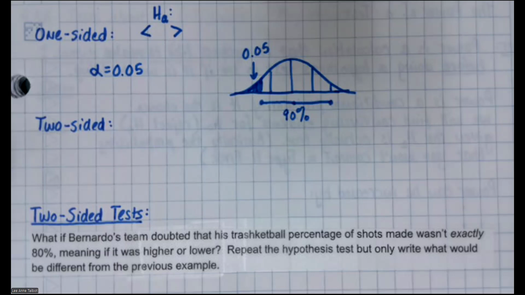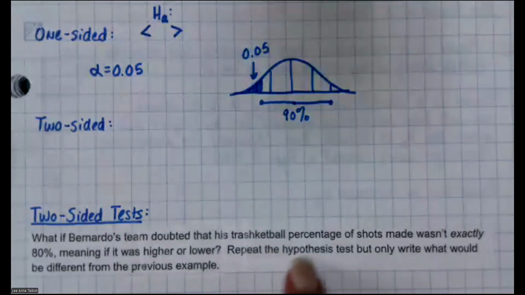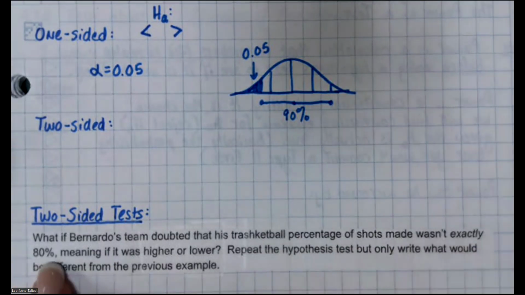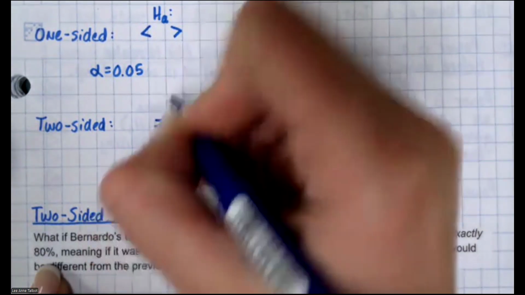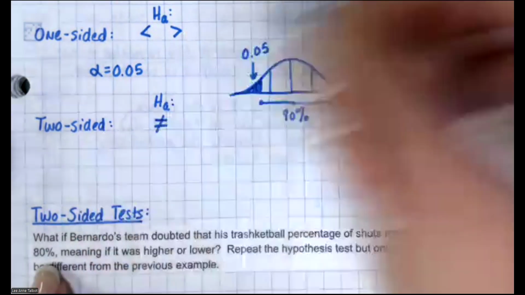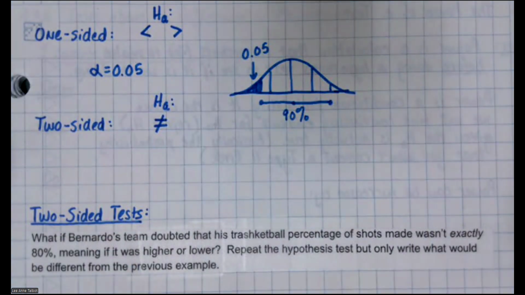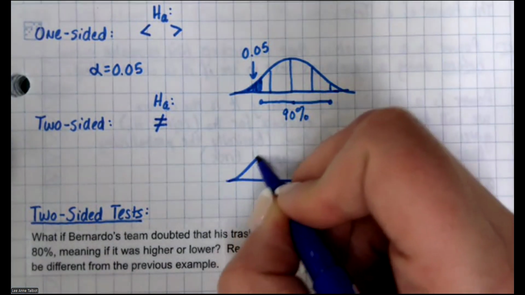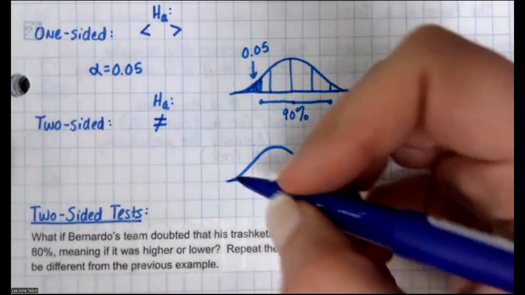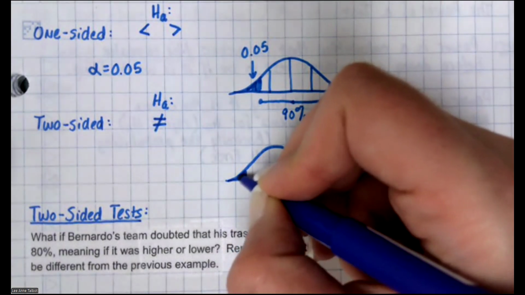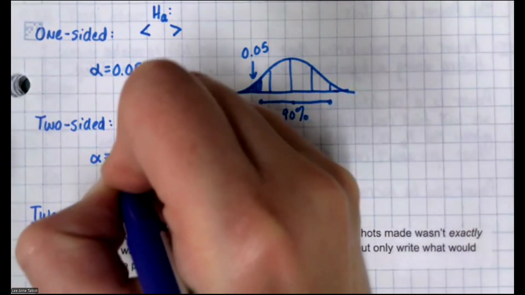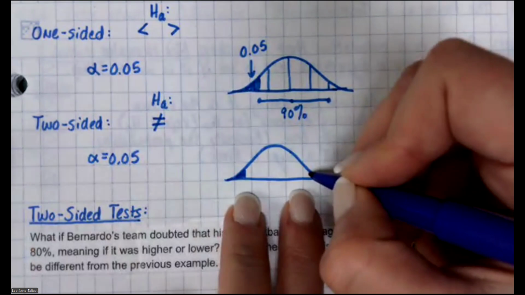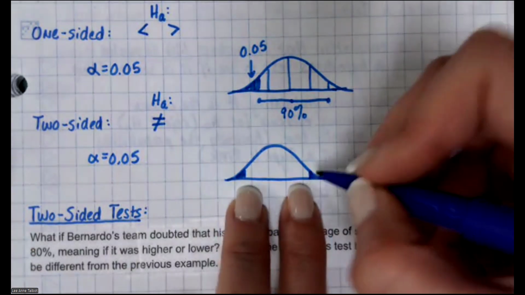But sometimes the problem will say something like, not exactly like this one, it says wasn't exactly 80%, which means that your Ha instead will have a not equal to in it. And you're going to have to get that from the wording. Okay, in that case, you take your 5% and you split it over both sides.